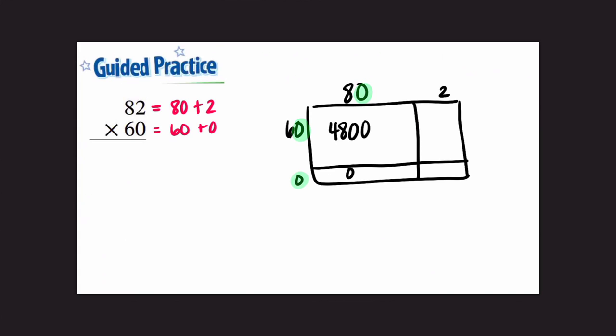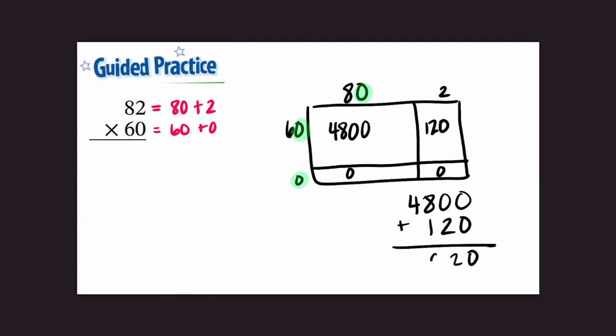Now the next one, I'm going to go over to the 2 factor. So 2 times 6. 2 times 6 is 12, but I have that extra 0, so I'm going to add that in. Okay, because I'm multiplying 2 times 6 tens. And then 2 times 0 is 0. Now all I have to do is add up what's inside of my area model. So this is partial products. So I have 4,800 plus 120, and the total is 4,920. And then I'm going to place my comma, ones, tens, hundreds, comma.